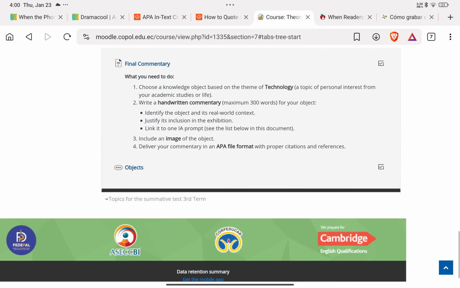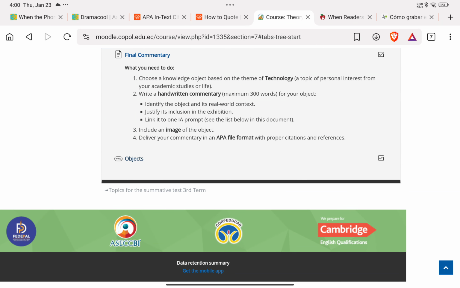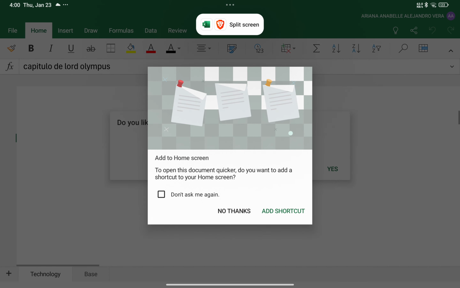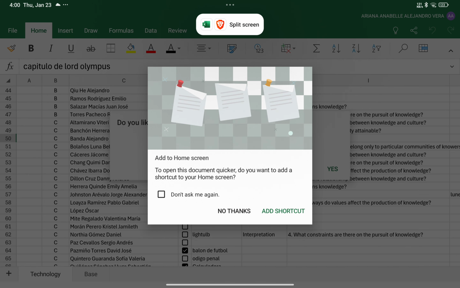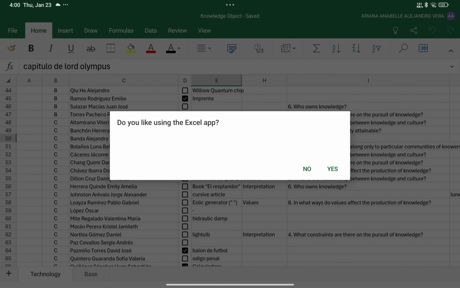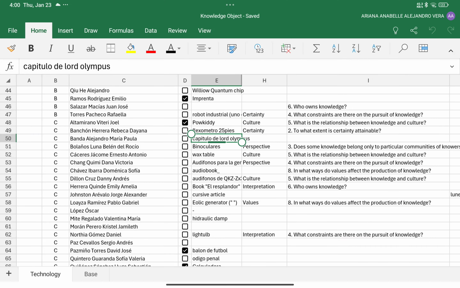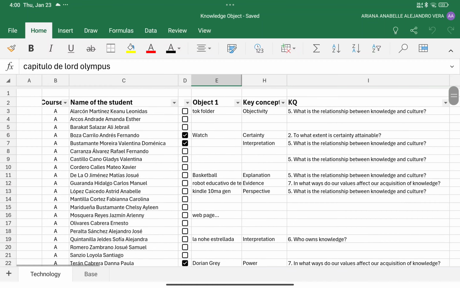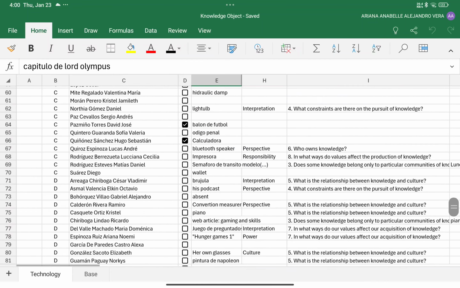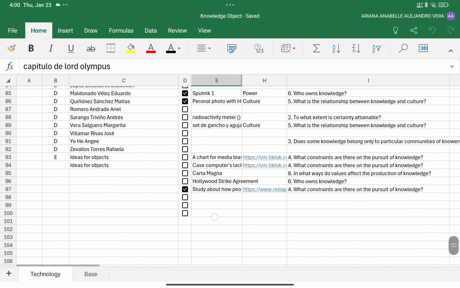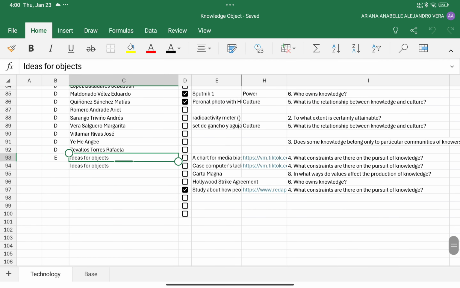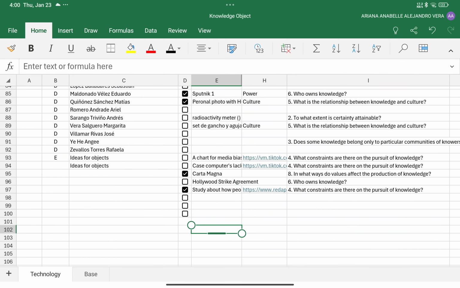If you want to check that you haven't repeated your object, you can check here. You cannot repeat the object. Remember, there are some ideas for objects, but if we have a check, by the way, Carta Magna was already chosen. I'm going to be trying to write some ideas for objects.